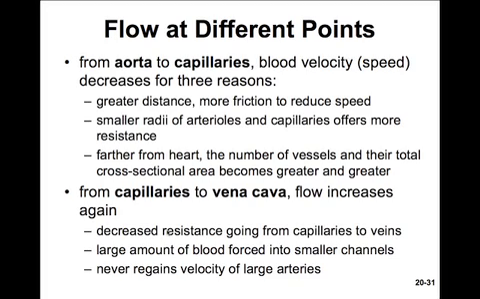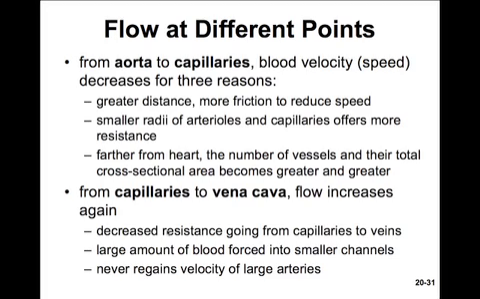Also, we're seeing a smaller radius of each of the arterioles and capillaries, and that offers more resistance, so the blood flow slows. The further from the heart we get, the number of vessels and their total cross-sectional area actually becomes greater and greater. So at this point, it's a much larger area for flow than just the aorta itself. And so we actually see, just like rivers flowing into a lake, that the velocity becomes much, much slower.